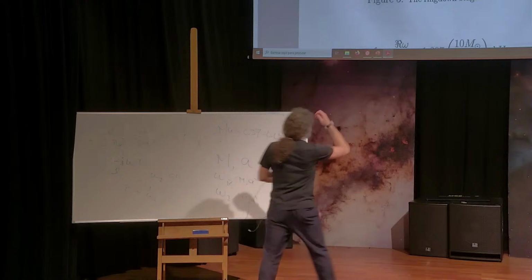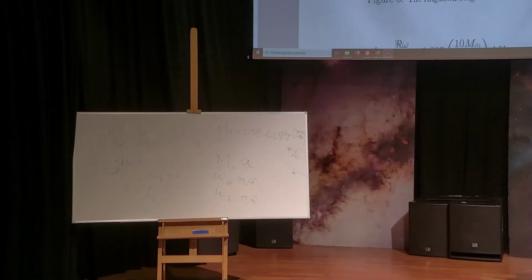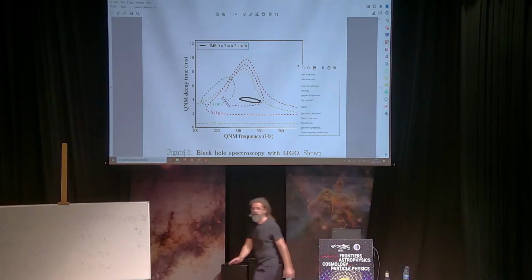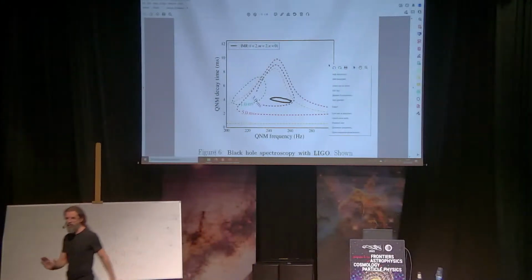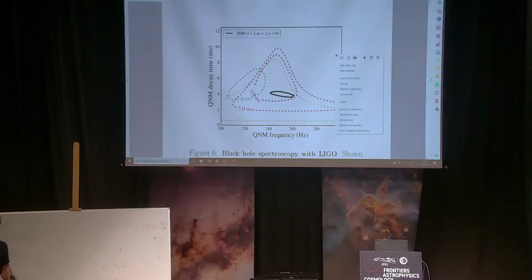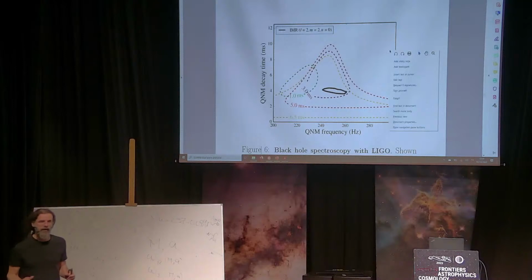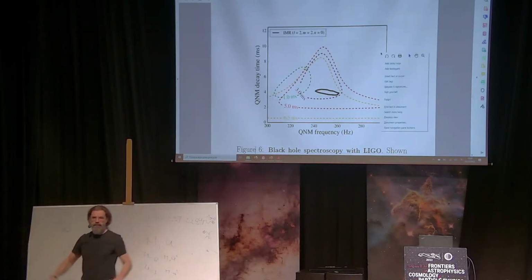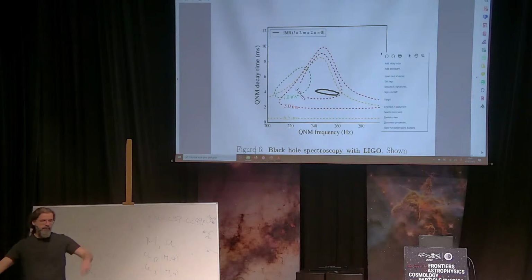So this is what LIGO did in the first event, GW150914. And this is how they showed it. It doesn't look impressive, but it is impressive. It's the first spectroscopic measurement, if you want, of black holes. Here's what they did. They have a detection. It's a beautiful detection that stands out in the noise.